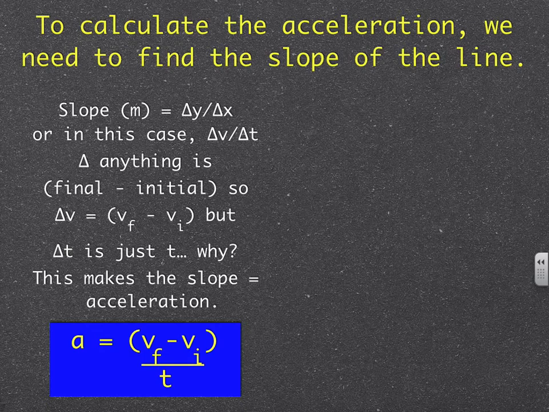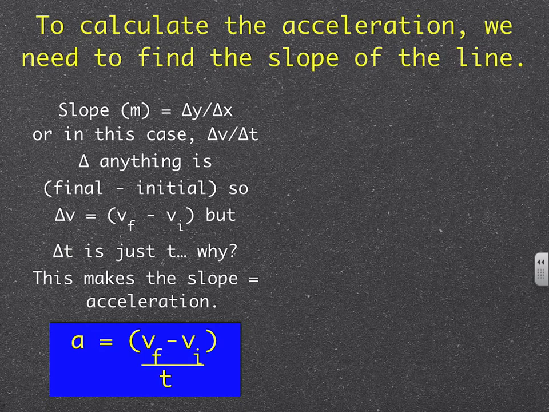Now again, the V stands for what? Velocity. VF is velocity final, VI is velocity initial. Initial means first. Final means last. And T stands for time.